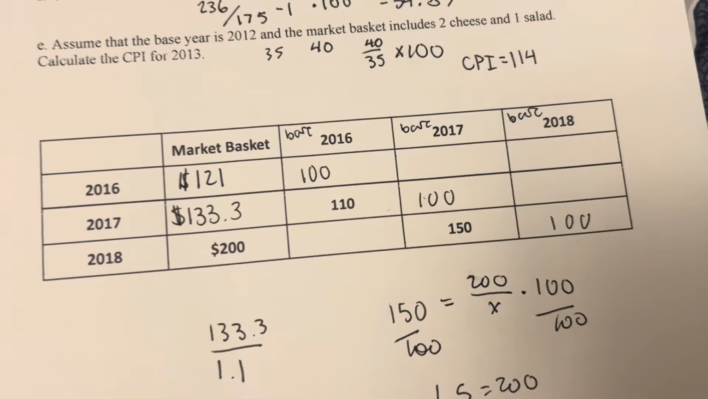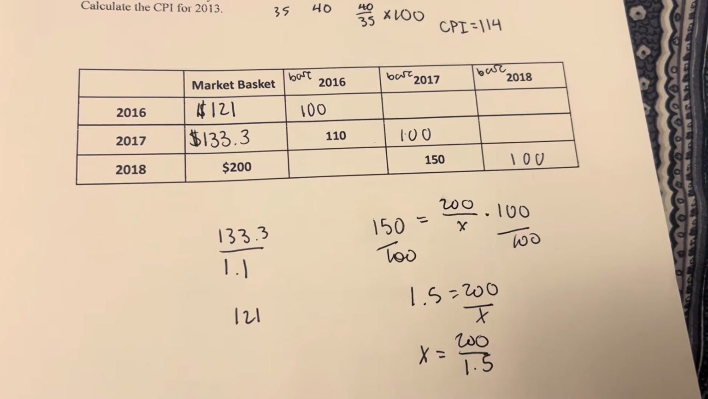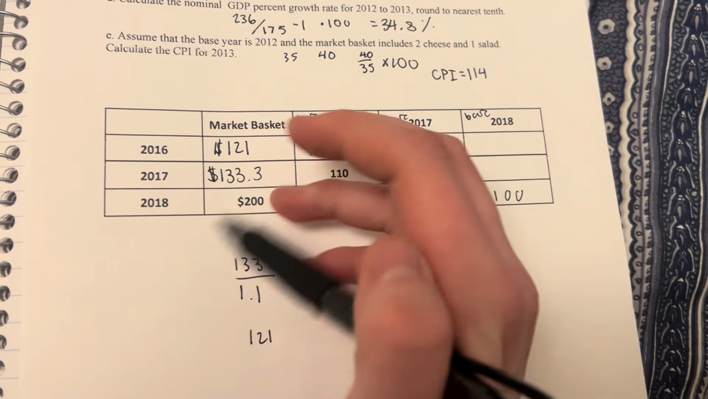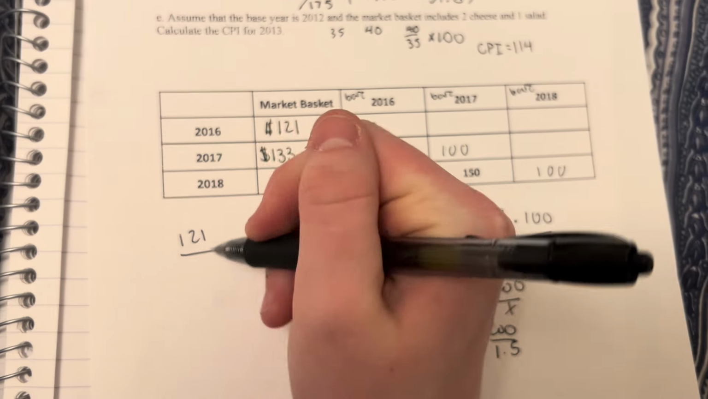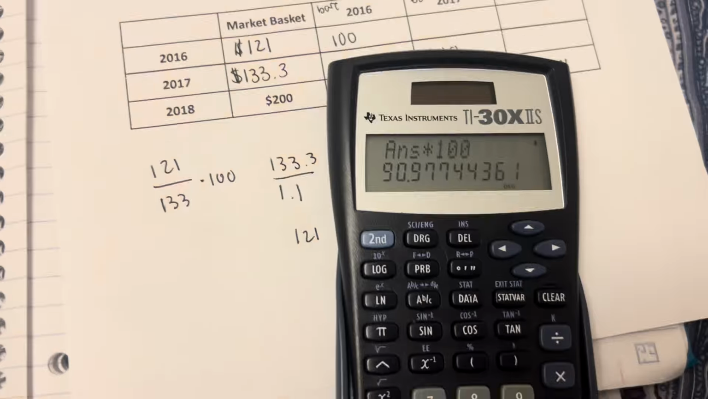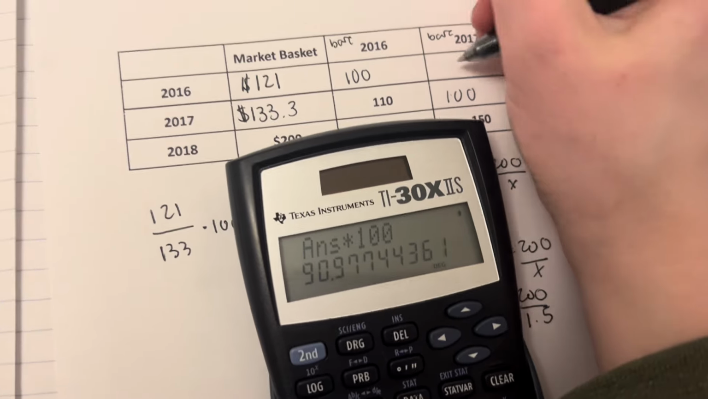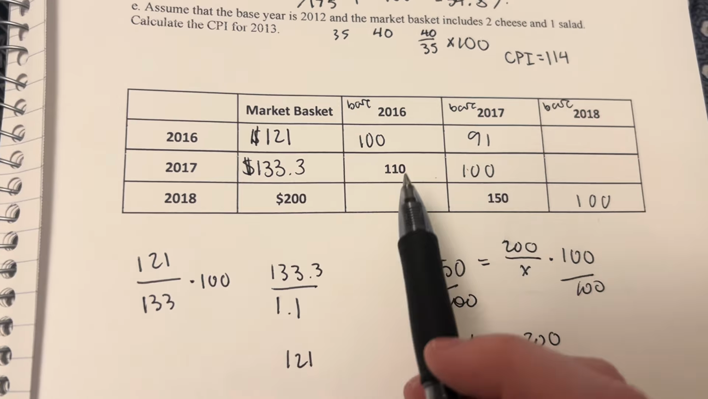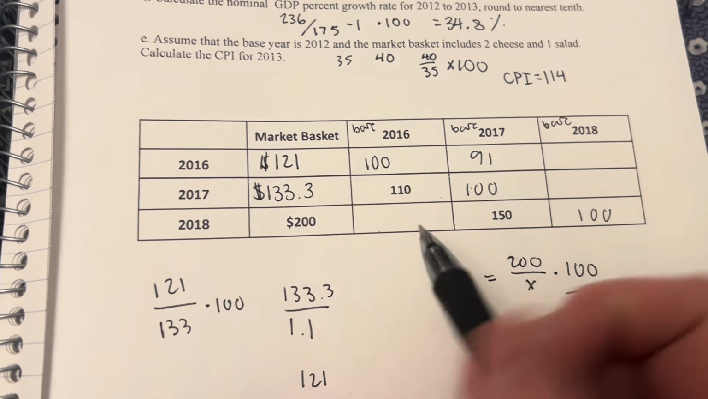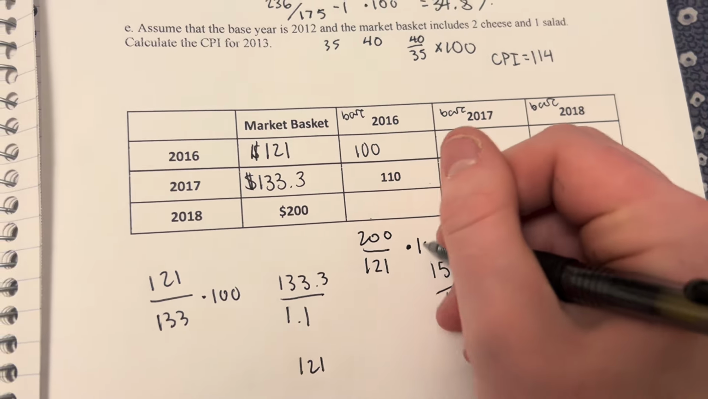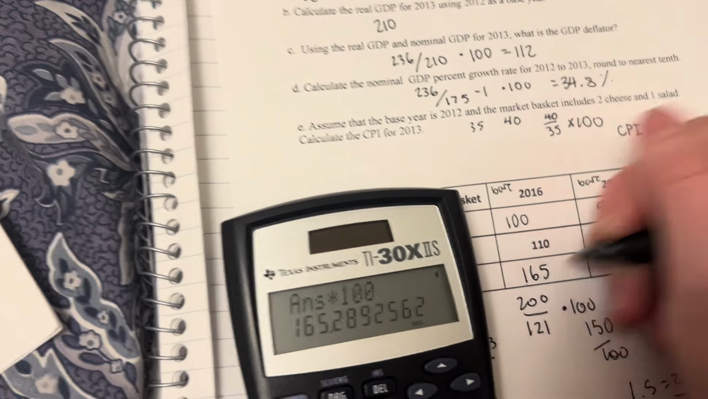And now since we found market baskets of the other two, it's going to be easier to find the CPIs. Okay, so now to find the CPI here, you would do 121 over 133 times 100, which equals 90.9. So we can round that up to just 91, which is the CPI for here. And then for the one right here for base 16, that would be 200 over 121 times 100. And that would be 165.2, so we can just round that to 165.